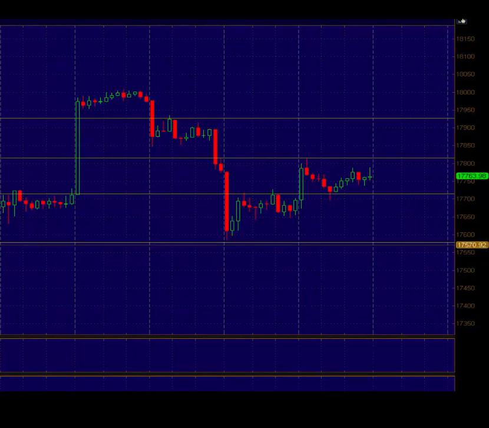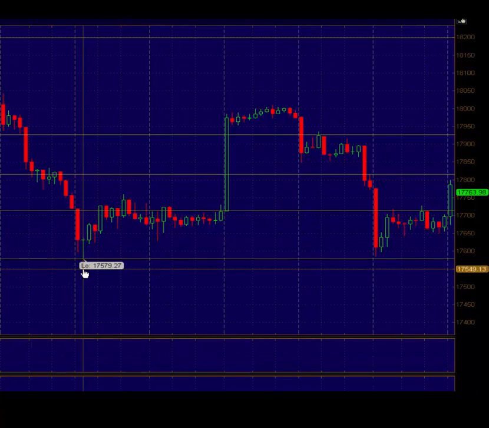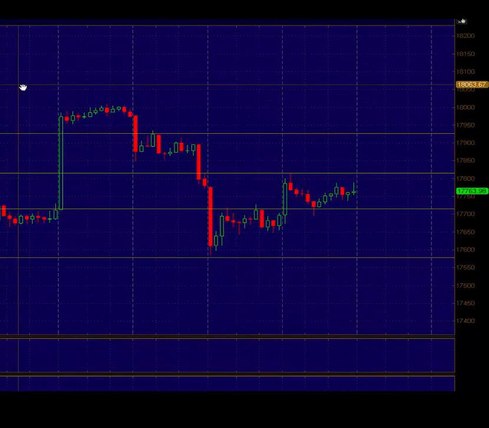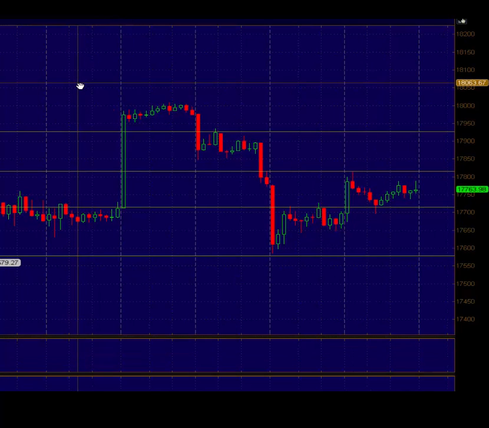What I'm concerned about is this level here, 17,575, because that is the low that was made over here, and that was on the 26th of March. And this could be the reason the market needs to take out that low, and then there could be a good 400 or 500 point drop.